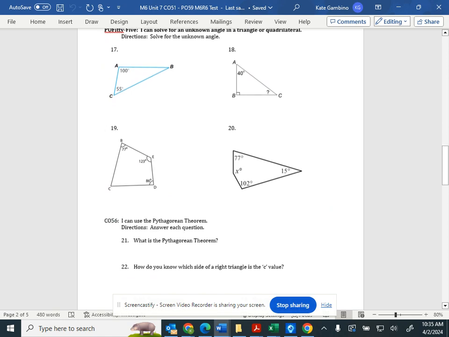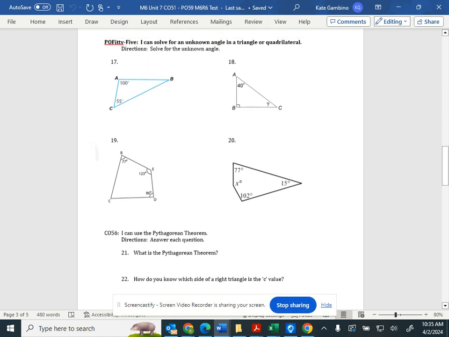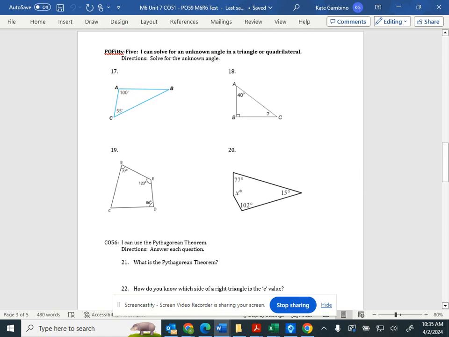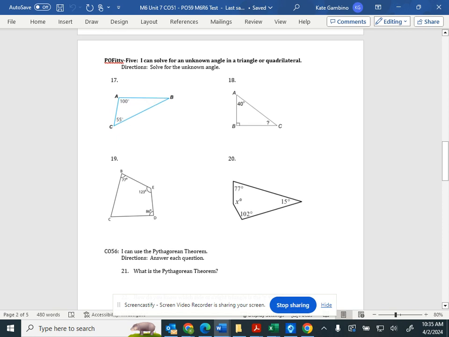PO 55. I can solve for an unknown angle in a triangle or quadrilateral. So for this one, we needed to remember that if it is a triangle, all the angles equal 180 degrees. And if it is a quadrilateral, all the angles together equal 360 degrees. So for my first one, 180 minus 100 minus 55 leaves me with 25 degrees.